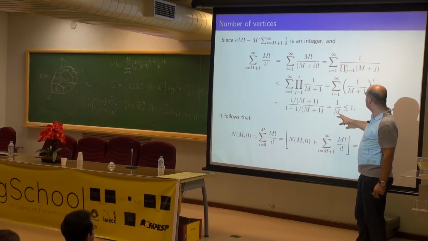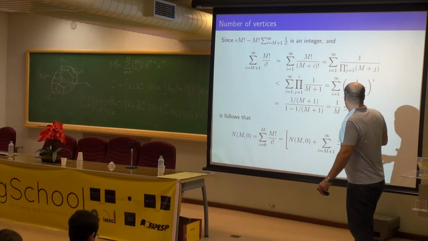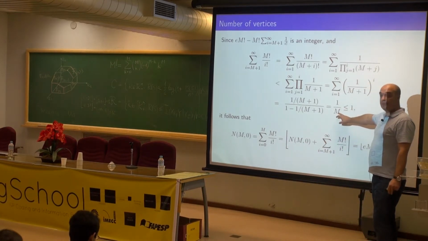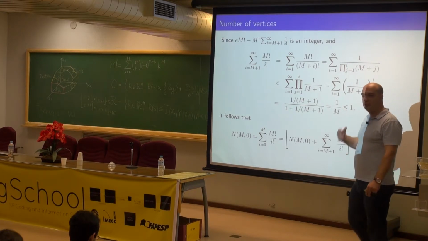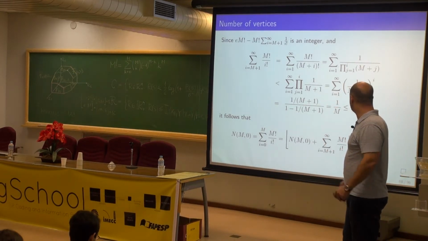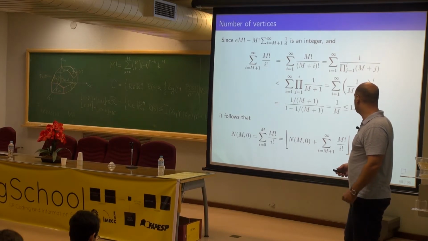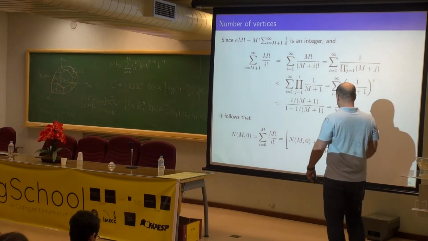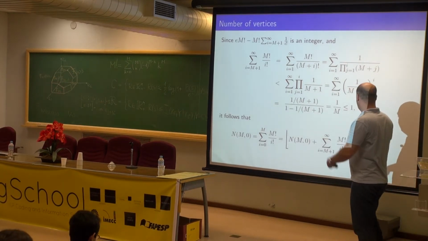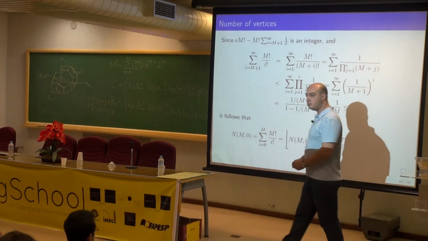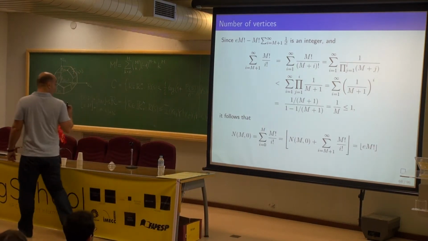This is true for all non-zero m. And this is smaller or equal than 1, but the m equal 1 is a trivial case, so it's smaller than 1. That's why you take the floor. So basically we have this plus something that is smaller than 1. We take the floor and we get this. So that's how we got the total number of vertices.